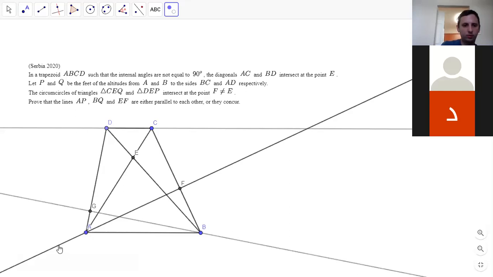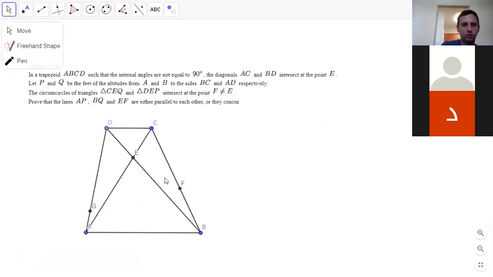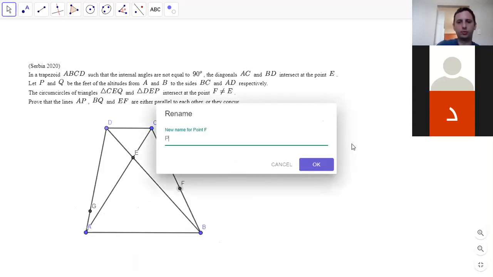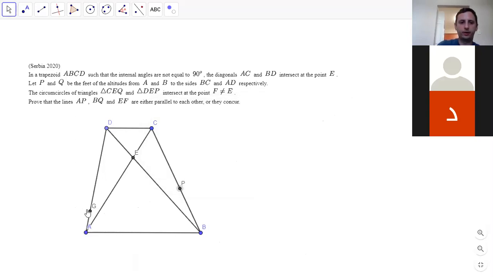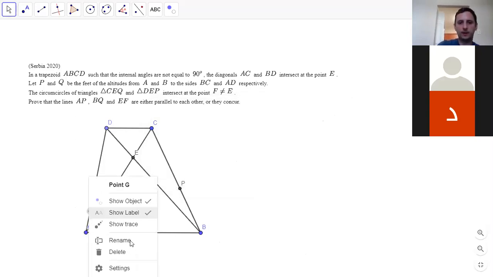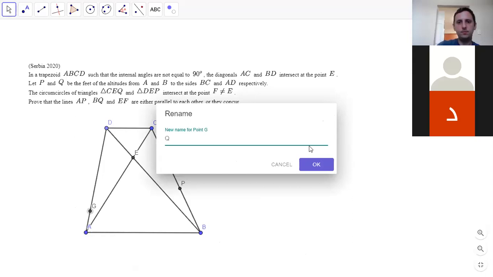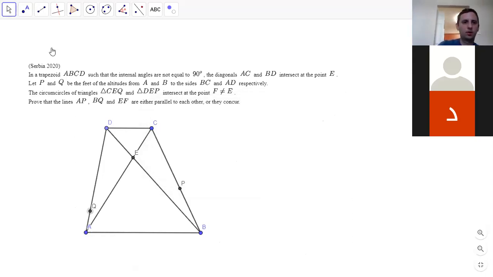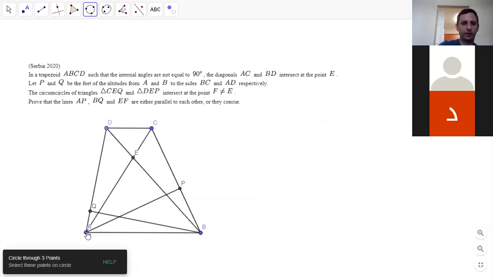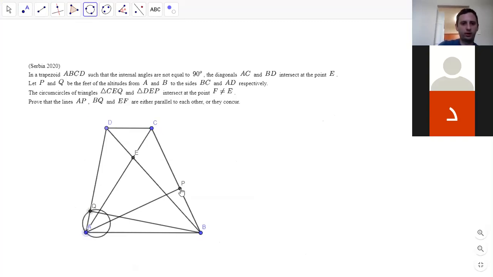And I wish there was a way to do altitudes in GeoGebra. You have to do it manually. So okay, we'll just draw the circle just for the heck of it. And you draw the circumcircles of CEQ and DEP.